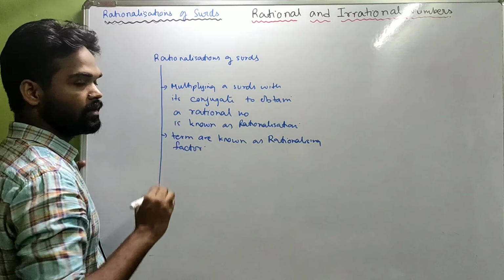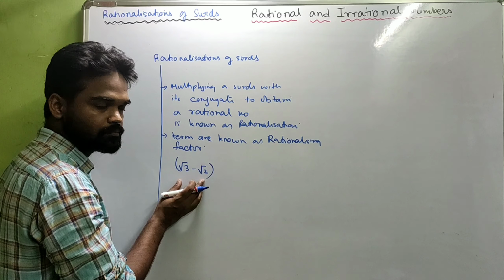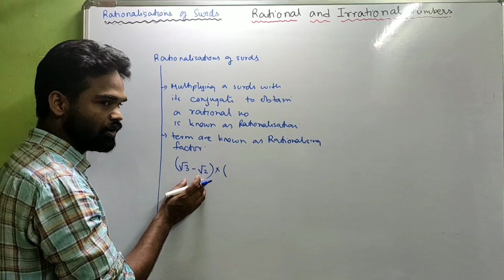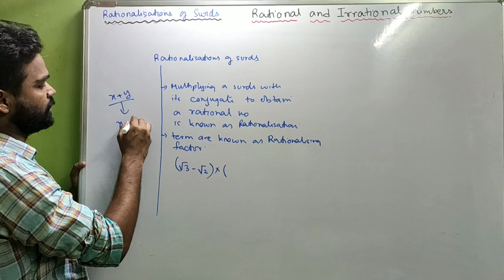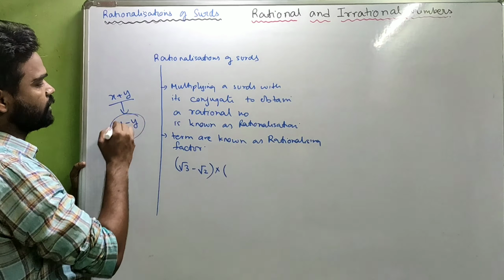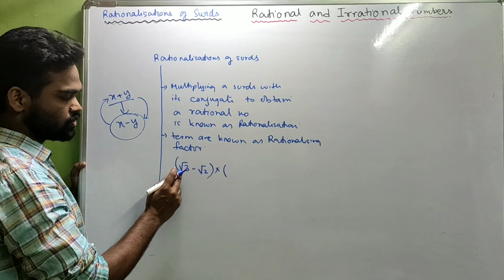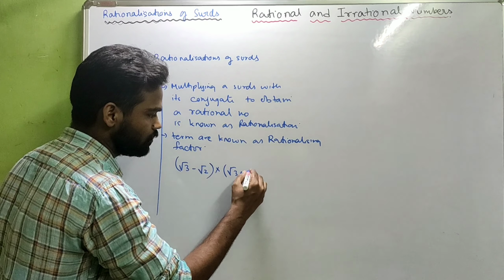For example, if you have something like root 3 minus root 2, this is a surd. What I'll do, I'll multiply with its conjugate. Conjugate of a binomial is nothing but you change the sign of the middle and you get the conjugate. So x minus y is the conjugate for x plus y. Similarly, x plus y is the conjugate for x minus y. So the conjugate of root 3 minus root 2 will be root 3 plus root 2.